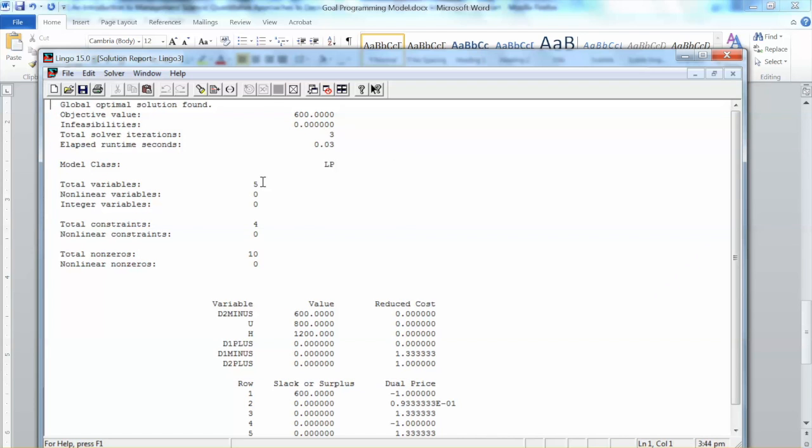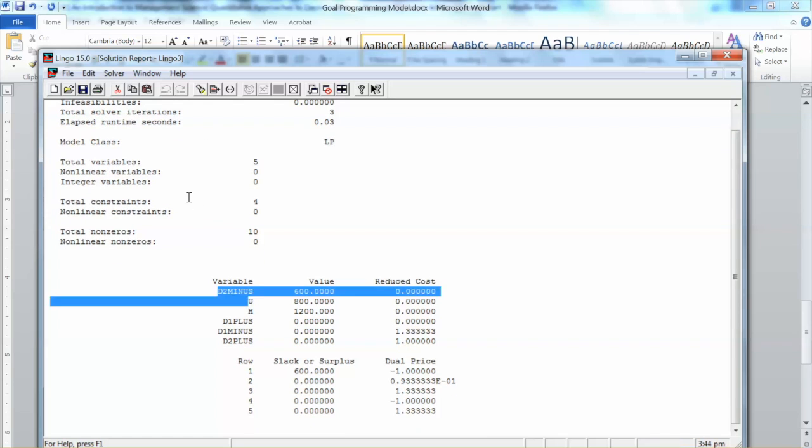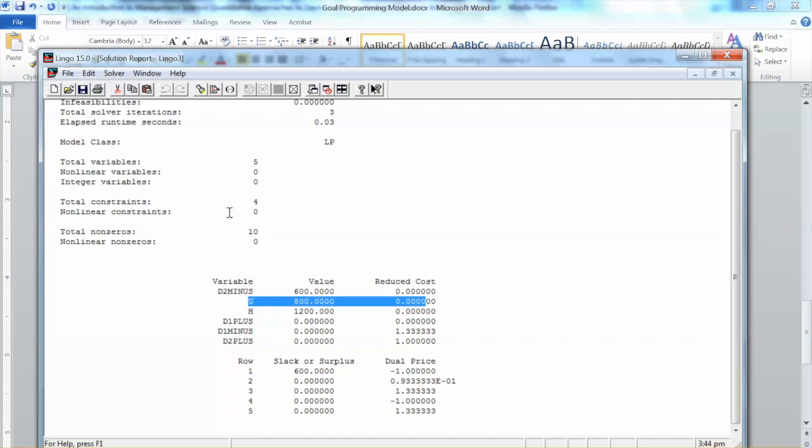And we found a solution. The solution shows that we should buy 800 shares of US oil stocks and 1200 shares of hub property stock. Let's examine goal 1. D1 plus is equal to 0, so goal 1 is met. What about goal 2? D2 minus is 600, so goal 2 is still not met. That means the annual return is not $9,000. So what is the total annual return in this case?